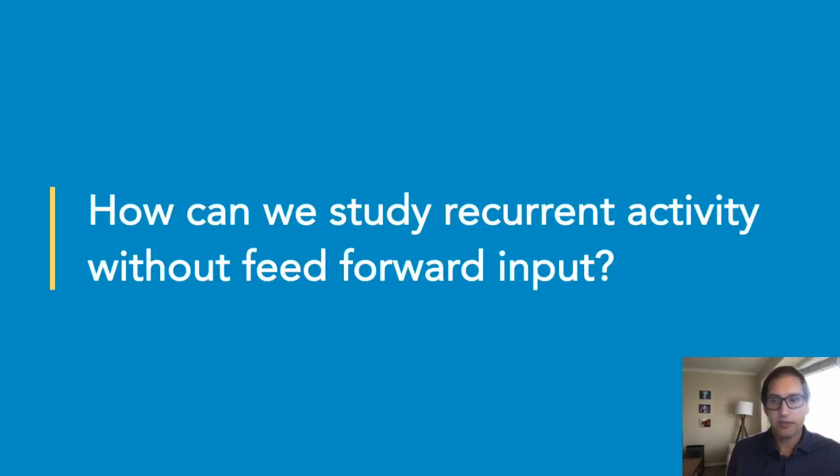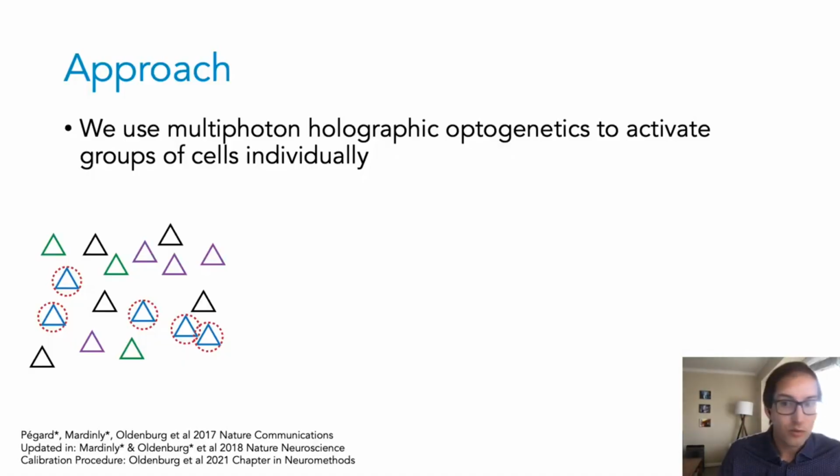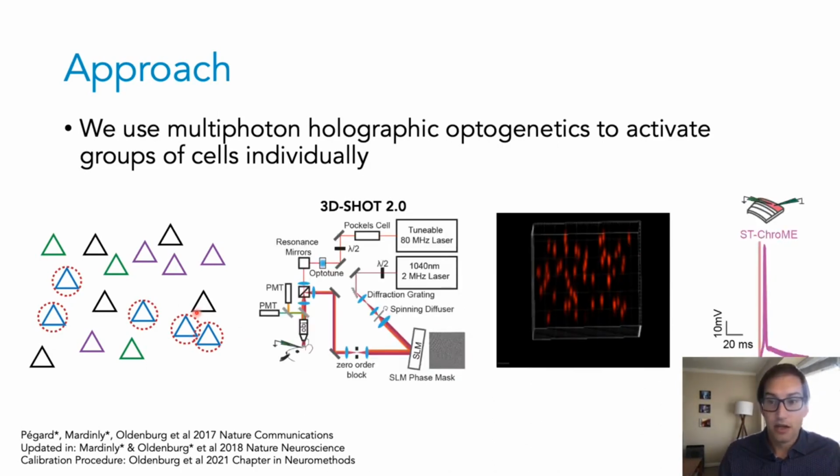So the first challenge of this project was to figure out a way to actually study recurrent activity, and the coordination of multiple excitatory cells without the confounds that come from natural visual input. For this reason, we used a multiphoton holographic optogenetic approach that allows us to target individual cells without their neighbors. Specifically, we used the 3D shot approach with the chrome family of opsins.